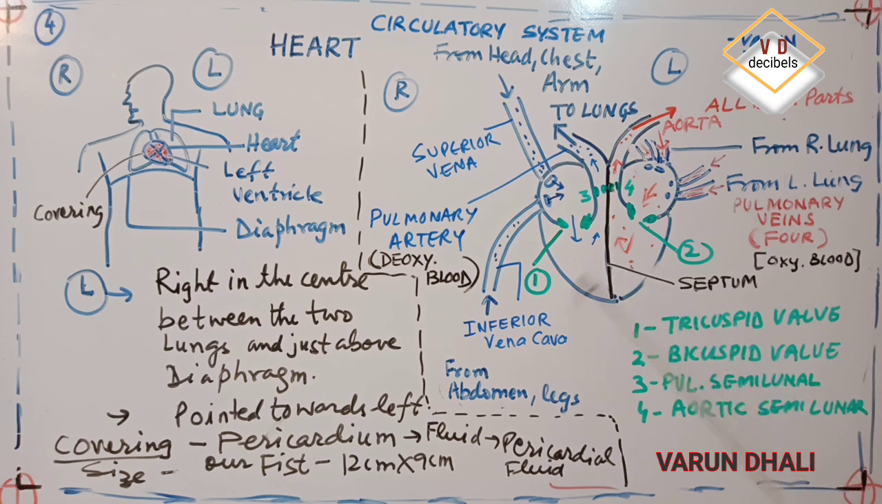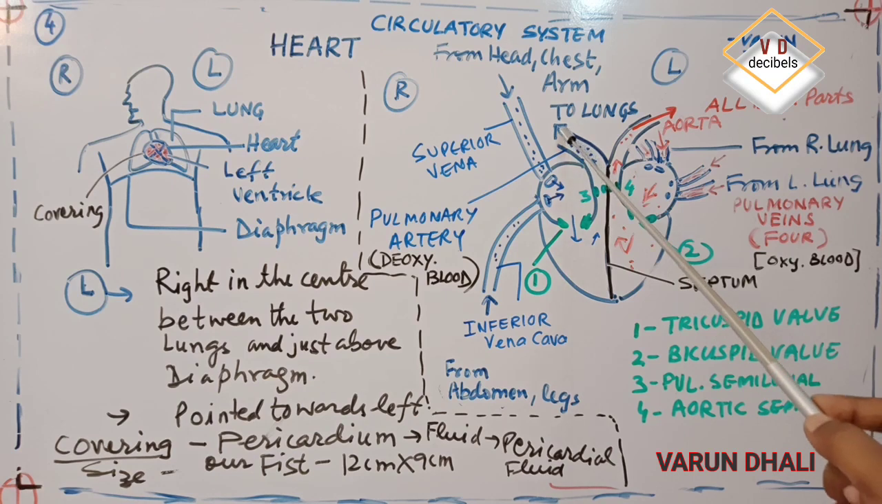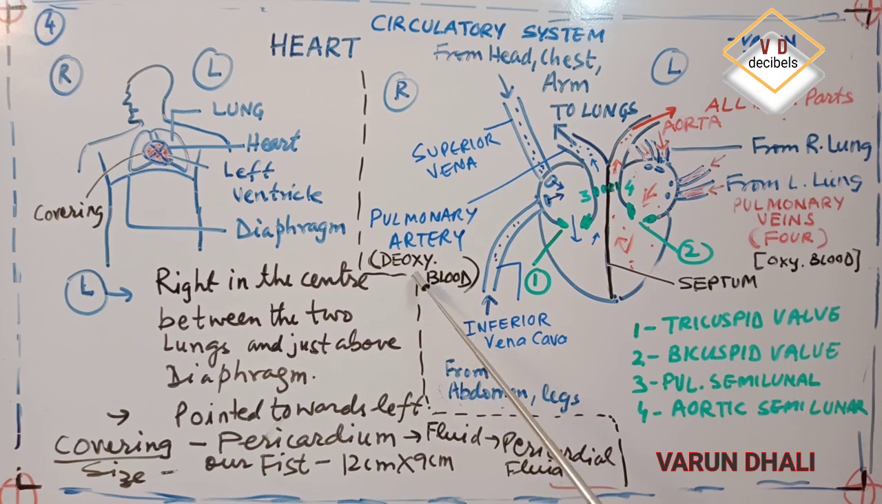And now let us talk about the ventricles. The right ventricle pumps the blood to the lungs with the help of the pulmonary artery. It is the only artery in the body which contains deoxygenated blood. And then this blood goes to the lungs for oxygenation, and comes back from the lungs via pulmonary veins.